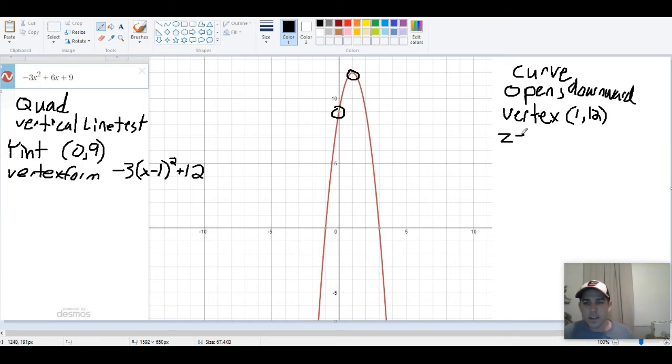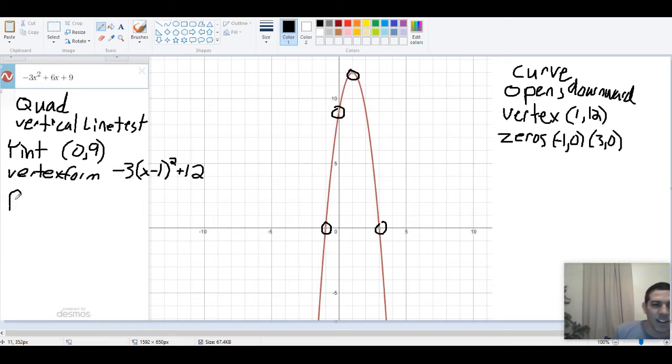How about the zeros? The zeros of this will be (-1, 0) and the other zero is (3, 0). And they're also called the x-intercepts. Ha, you can't steal that. I wasn't going to say x-intercepts anyway. That was too easy. Instead, I'm going to give you factored form.